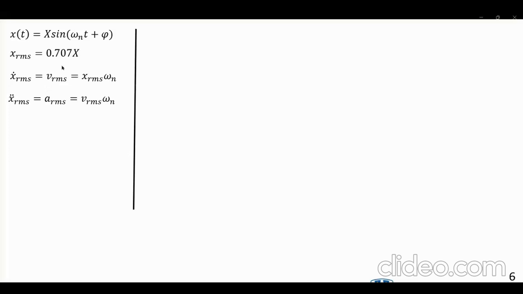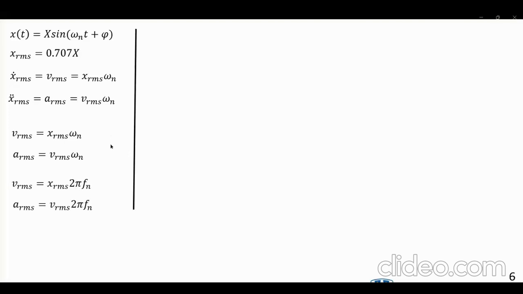And one more time, you differentiate this again, you get another omega n. So RMS acceleration is the velocity RMS times omega n. Or in terms of the X RMS, that'll be X RMS times omega n squared. So these are obvious things. What I've done here, I've written these last two: instead of x dot, I've written VRMS equal to XRMS times omega n, and acceleration RMS is equal to velocity RMS times omega n. So I've repeated these two lines here without the x dot and x double dot.